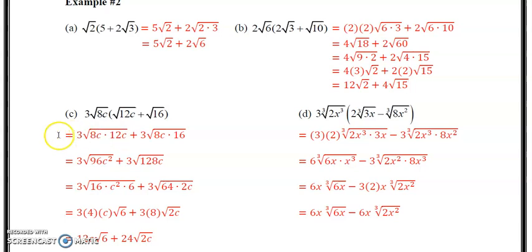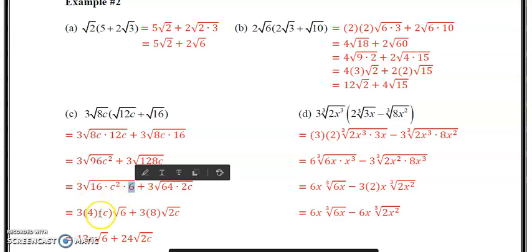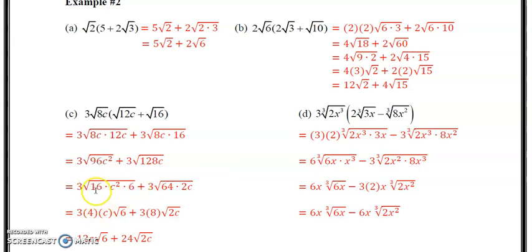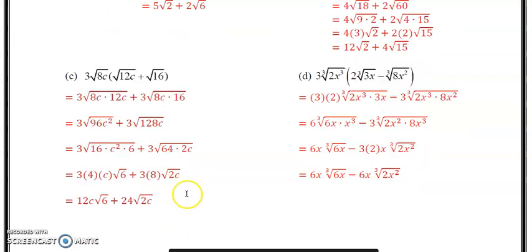Okay. So, for example, in C, we have 3 multiplied by 1, so it's just 3, and we have 8c times 12c, all underneath one radical sign. So 8 times 12 is 96. c times c is c squared. So we can take the square root of c squared to get the c out front. 96 breaks down into 16 times 6, so we can take the 16 out front and take the square root of 16, we get 4. So 3 times 4 times c, and you're left with the square root of 6 as the only thing that could be left underneath the radical sign. So 3 times 4 times c is 12c, that's the coefficient, and we're left with the square root of 6 there.